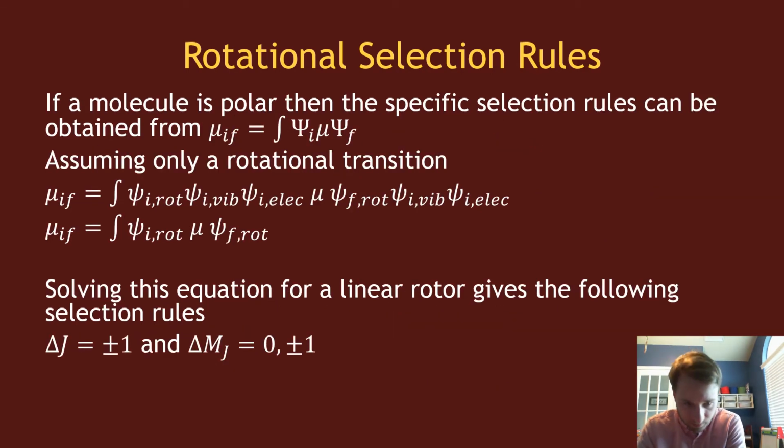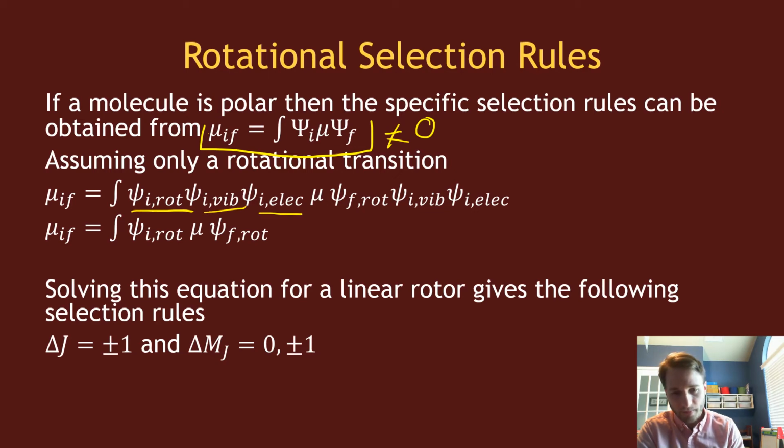So now let's talk about the specific selection rules. We assume the molecule is polar, but now the question is what other selection rules exist. So the molecule has to be polar, and this transition dipole moment needs to not equal 0. The transition dipole moment is the integral of your wave function with respect to this dipole operator. Your wave function can be broken up into a rotational, vibrational, and electronic part.